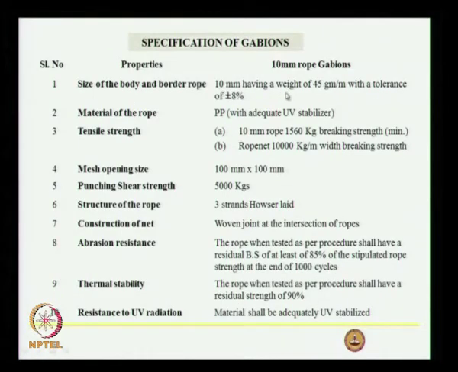This is for the gabion box, and this weight is 45 grams per meter. This is a polypropylene rope. The breaking strength is given, mesh opening size is given, punching shear strength, the type of the rope, abrasion resistance, thermal stability, and resistance to UV radiation. Normally they claim it is resistant for about 10, 15, or 20 years. Actually it will not fail, but maybe the strength will reduce by about 40% over a period of time.